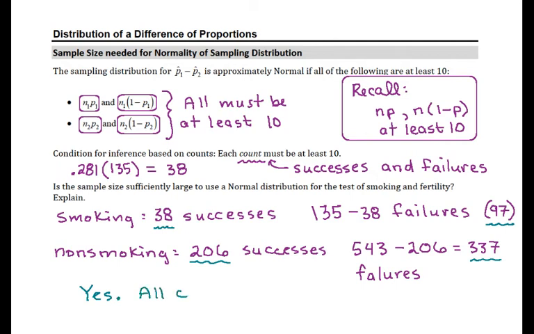But make sure that you count the failures also, that you don't just look at the successes and the sample size. And if you're not sure, go ahead and calculate n1 p1 hat, n1 times 1 minus p1 hat. It just might be more work than looking at your successes and failures.